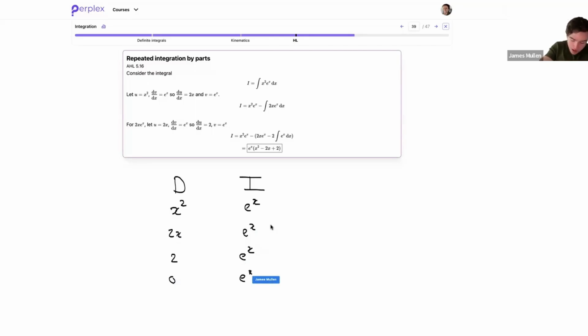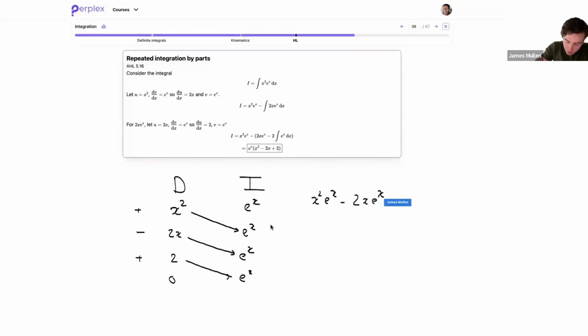And then what I'm going to do is cross all of these terms diagonally, in the order plus, minus, plus. And so I'm going to get x squared e to the x minus 2x e to the x plus 2e to the x. And therefore I get e to the x times (x squared minus 2x plus 2). It's just a slightly more straightforward way to keep track of what's going on, but it's a perfectly valid method. All right?